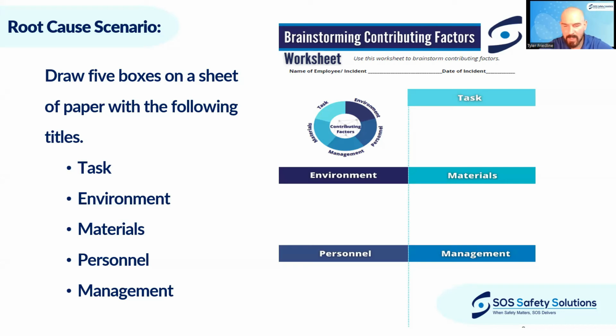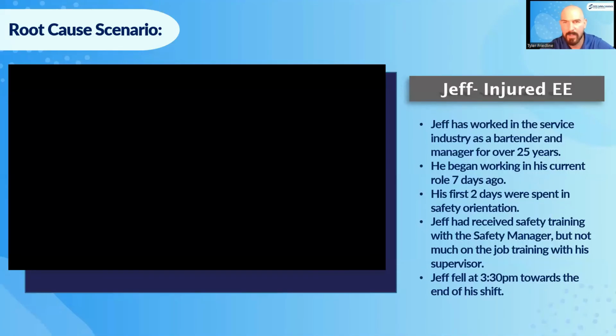So as we go through this, I ask that you take a sheet of scratch paper and write these 5 boxes. Again, they're the task, the environment, the materials / equipment. We're calling it materials / equipment, the personnel, and management. And as we go through this scenario, I'm going to play 3 videos for you that were pre-recorded. And I want you to note any unsafe acts or conditions in each of these categories. So these are going to be our contributing factors, and they're going to help us determine the root causes.